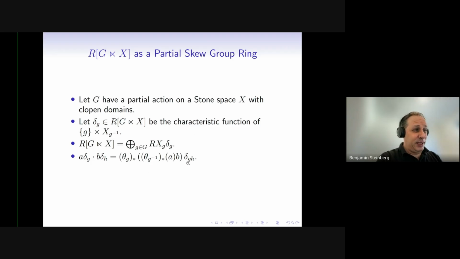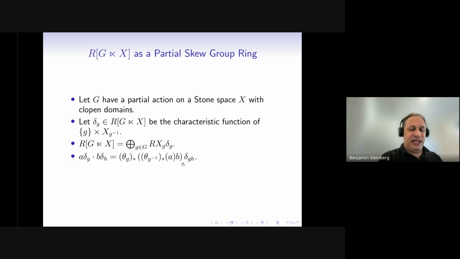The reason for this formula is that in the partial action of G on R(X), the domains are two-sided ideals. And this product here forces the domain to be inside where θ_g star is defined. So if I just try to do θ_g on b, it's not defined. But if I multiply b by this element, then it goes into the ideal of things on which θ_g star is defined.